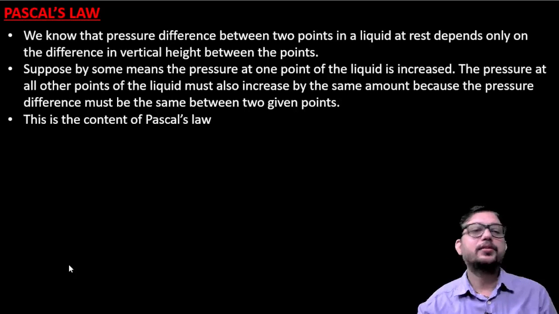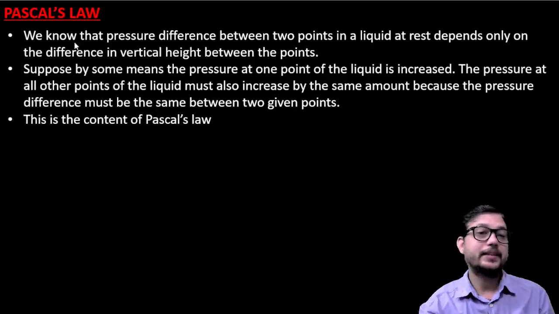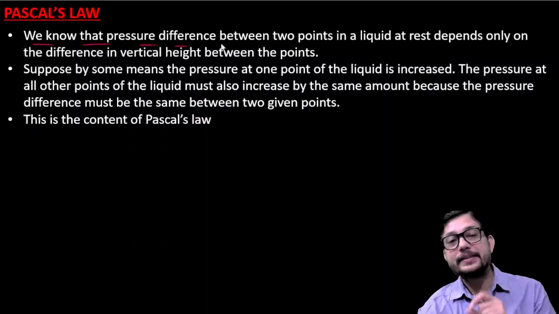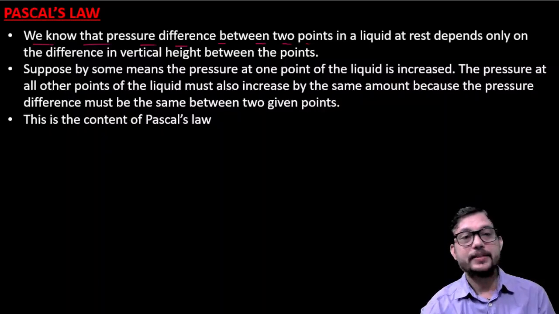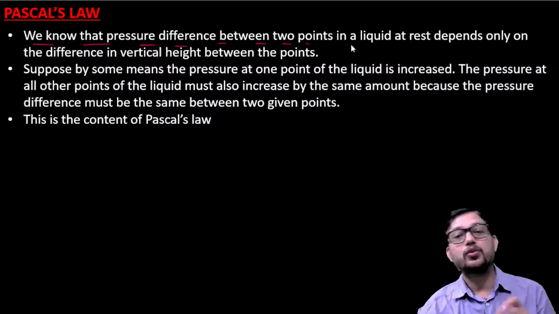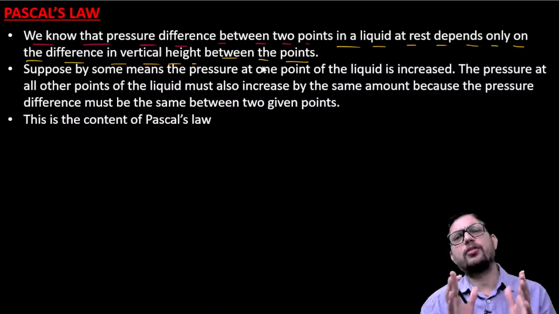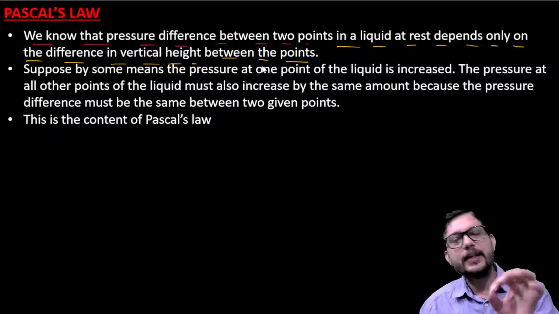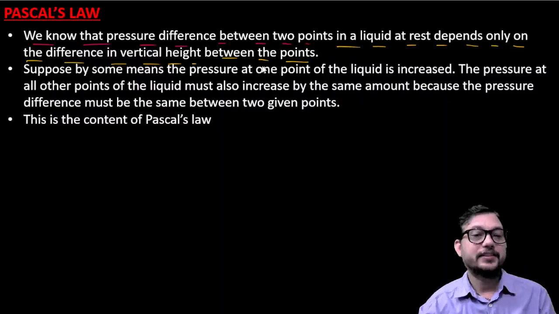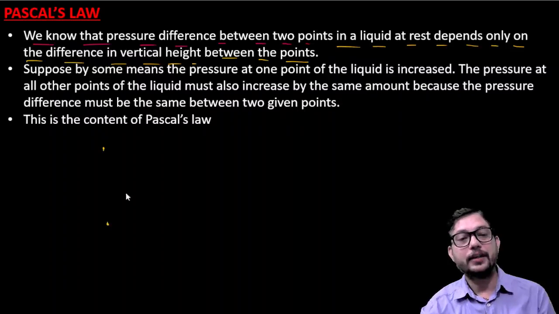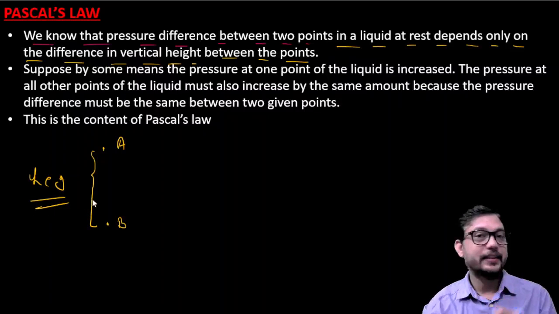First thing we have noticed is that the pressure difference between 2 points in a liquid at rest depends only on the difference in the vertical height between the points. I hope this is very clear to all of you, that if we move in the vertical column, only then will there be a pressure difference. Once again, in the vertical column, with point A and point B, the difference in pressure will be H rho g. So this thing is clear.